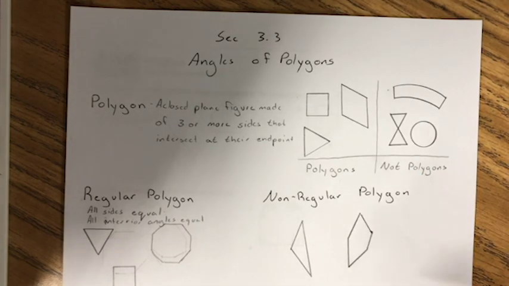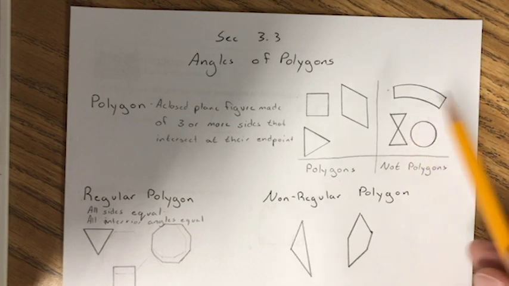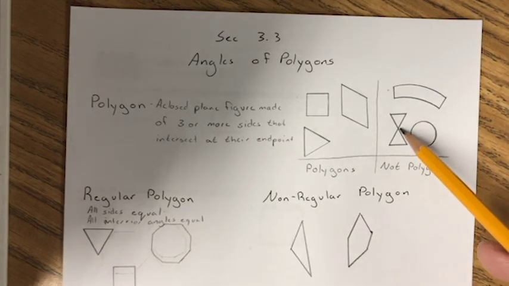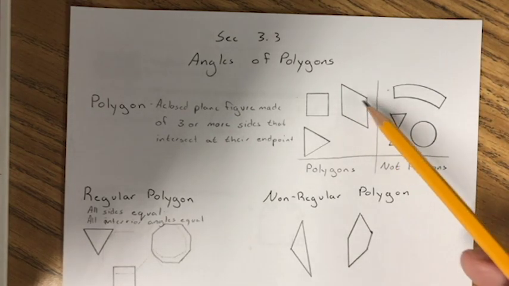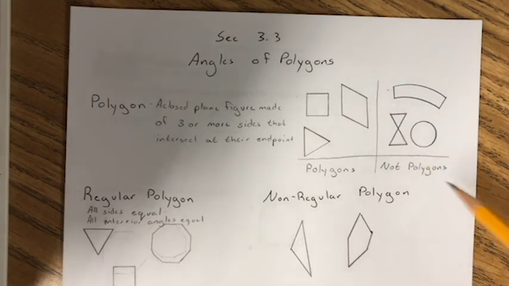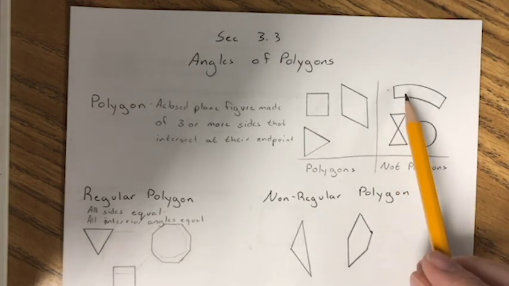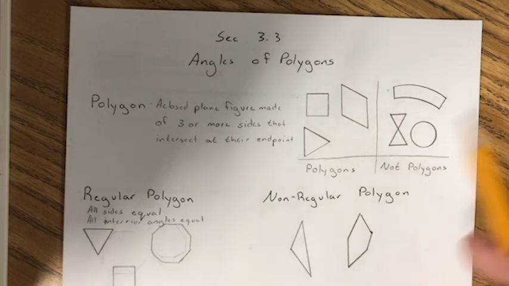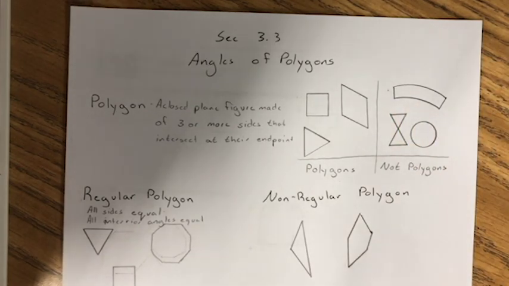These right here are not polygons, so a circle is not a polygon. This shape right here is not a polygon because it kind of crosses over. Notice that this is all in one spot. This has kind of got 2 separate planes, not a polygon. And because this has a curve, it's not a straight line, it's not a polygon.